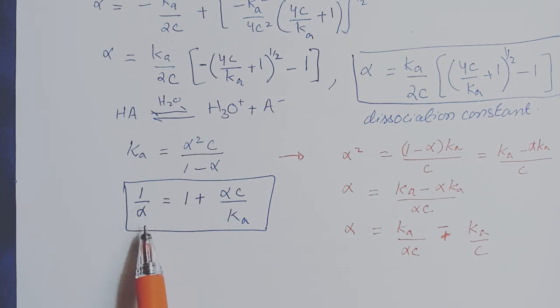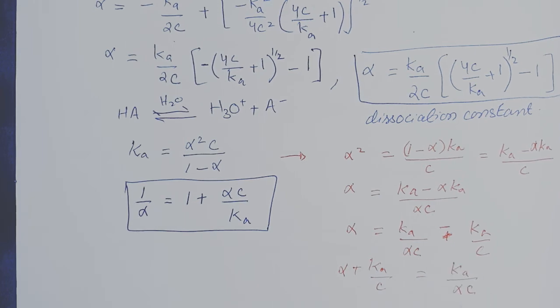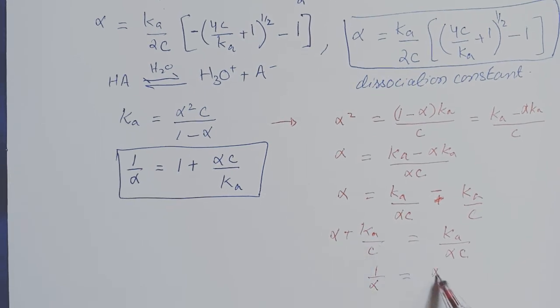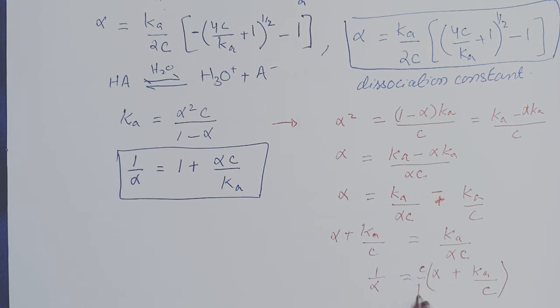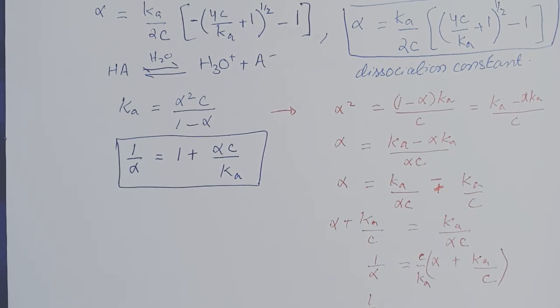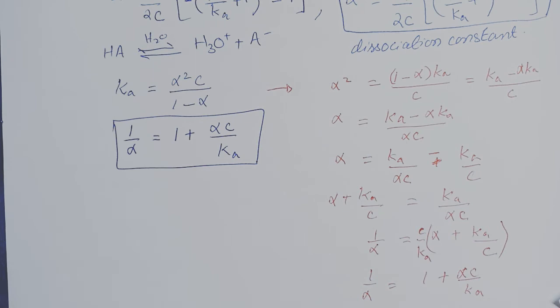Here we require the 1 over alpha term, so it can be obtained from this term. So we need to rearrange this equation again, alpha plus Ka over C is equal to Ka over alpha C. So now we have this term, that is 1 over alpha equal to alpha plus Ka over C into C over Ka. Now open the brackets. 1 over alpha is equal to 1 plus alpha C over Ka, that is the required term.